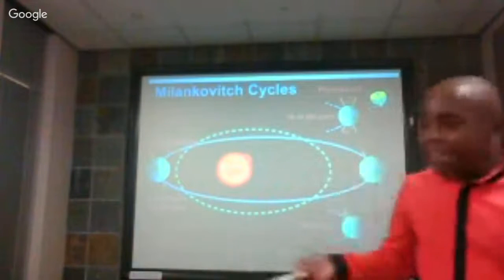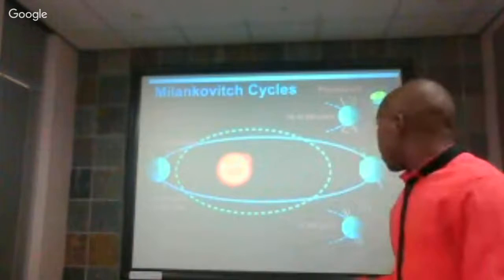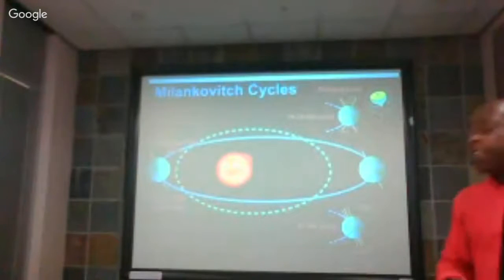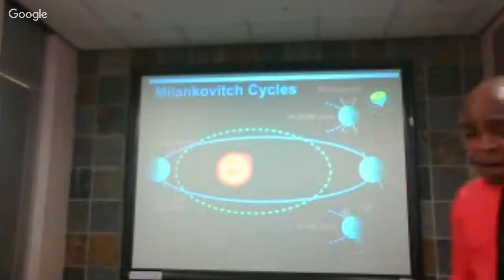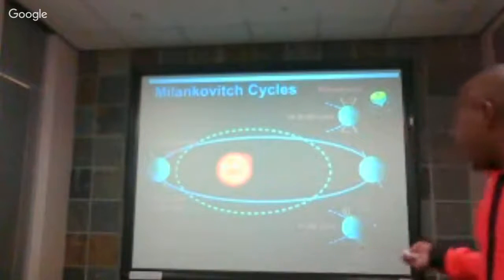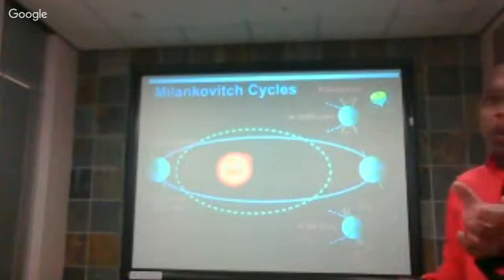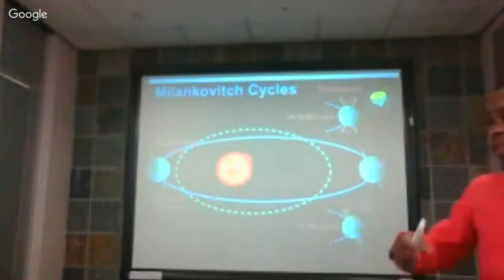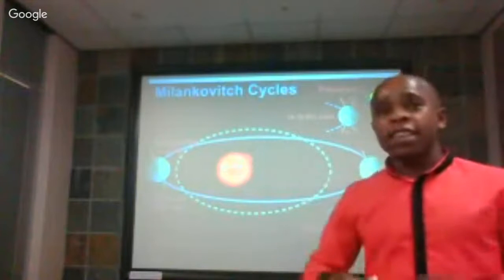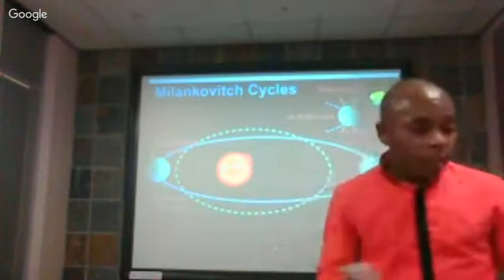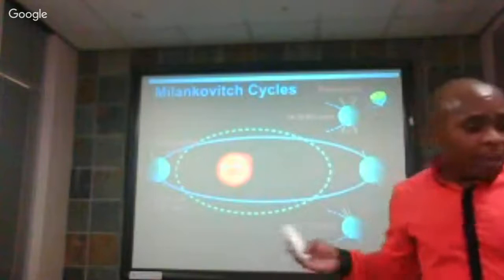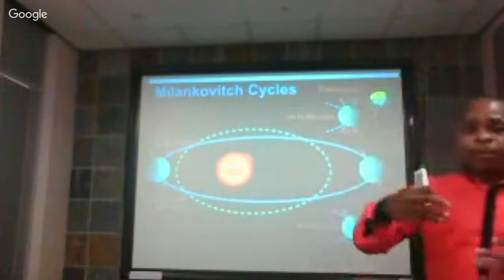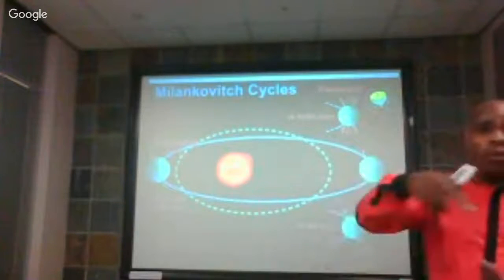Moving on to the tilt. The tilting basically causes the seasons. As much tilt on the Earth will cause the difference between the seasons, and also the precession of the Earth. And the precession is where the Earth wobbles on its axis.